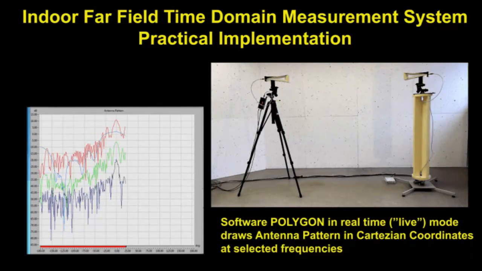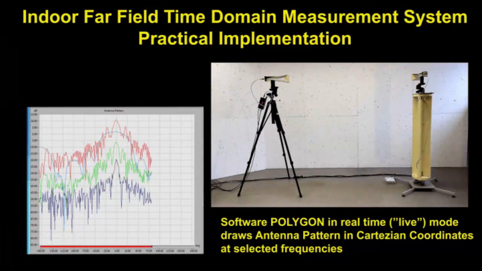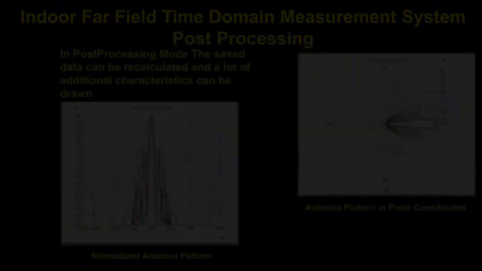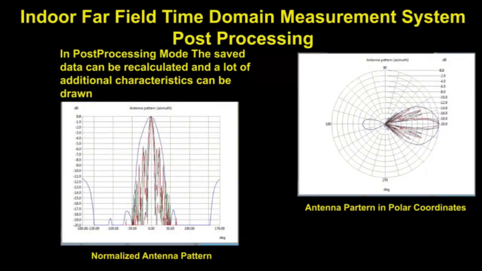Software. Polygon in real-time live mode draws the antenna pattern in Cartesian coordinates at selected frequencies. Post-processing. In post-processing mode, the saved data can be recalculated and a lot of additional characteristics can be drawn. Normalized antenna pattern. Antenna pattern in polar coordinates.